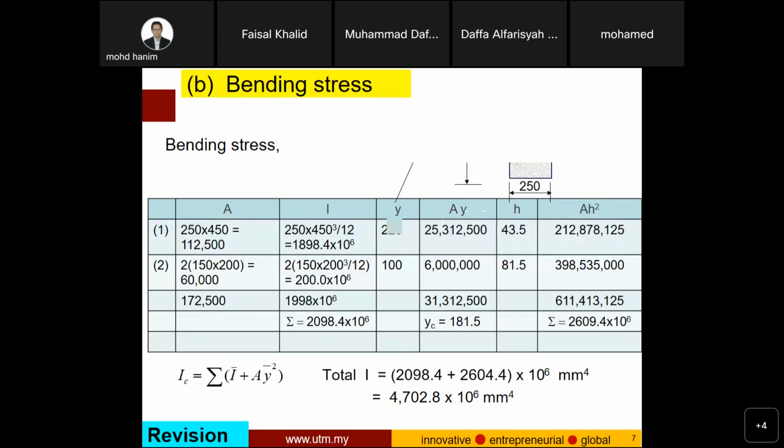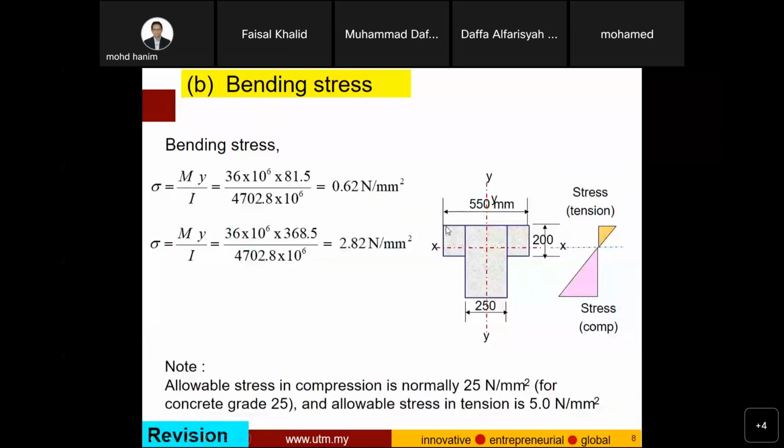Therefore, bending stress equals My over I, or sometimes we call it M over Z. y is taken to the outermost of the section. The outermost layer is here, top and bottom. So top is equal to 81 and bottom 368.